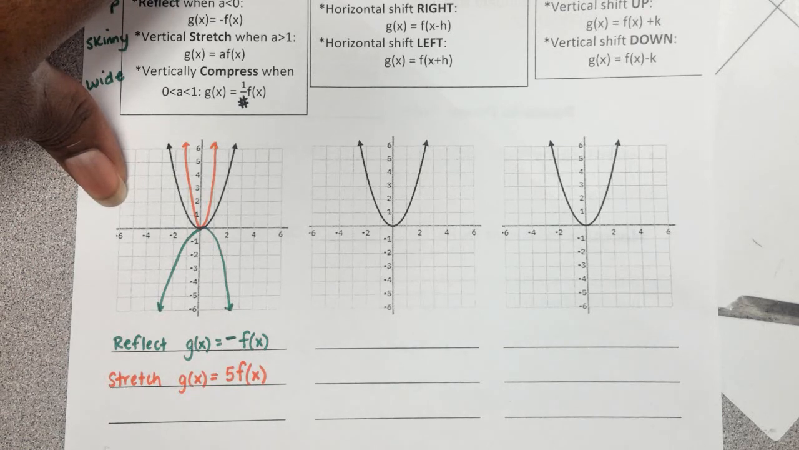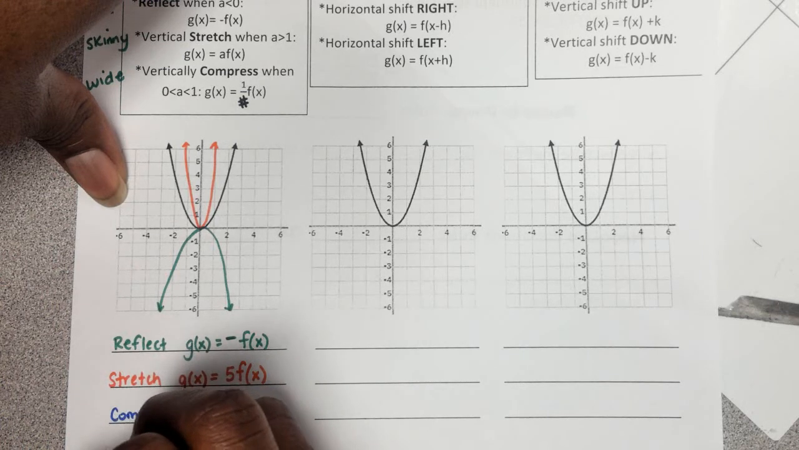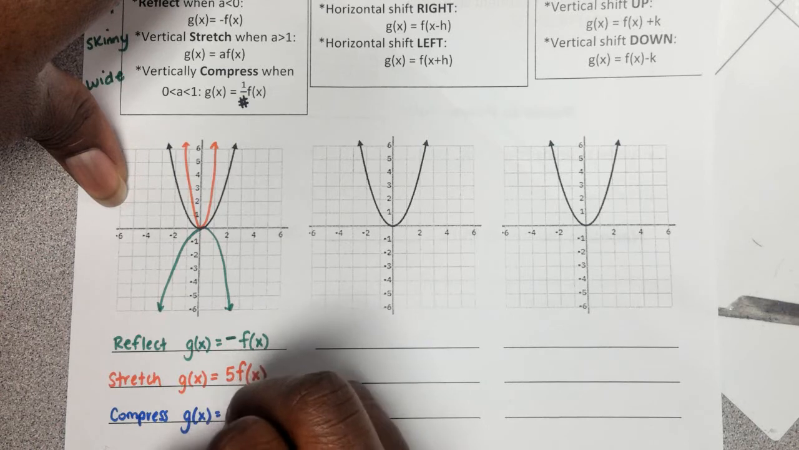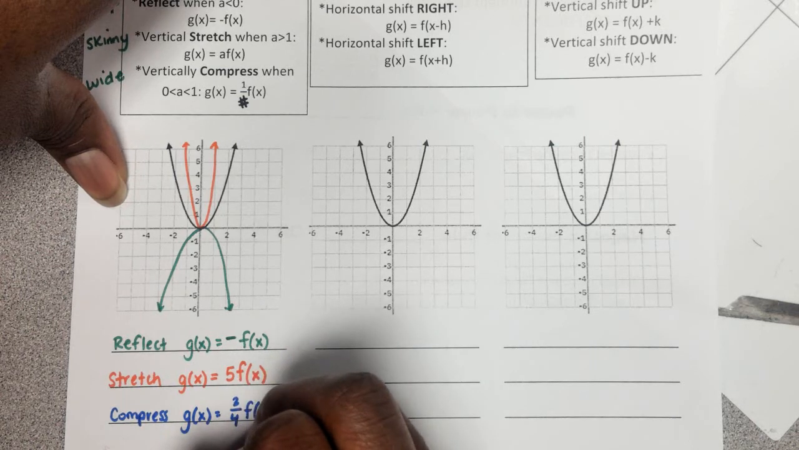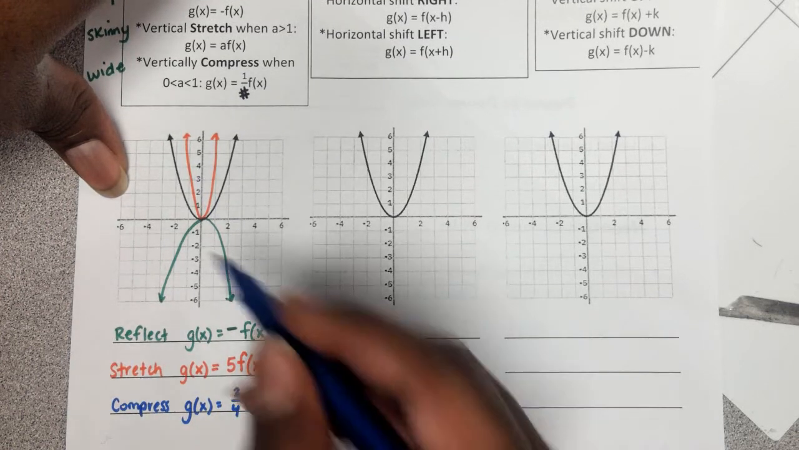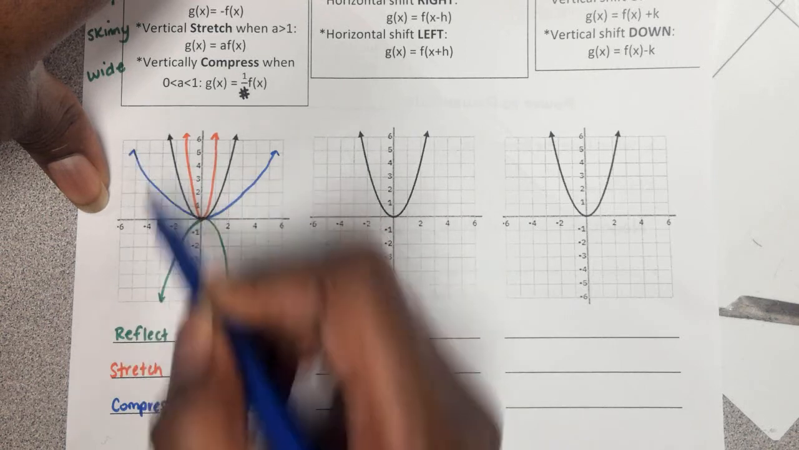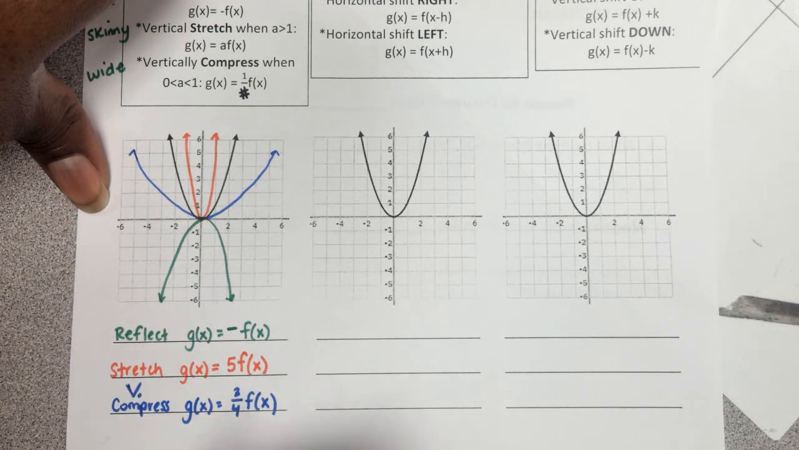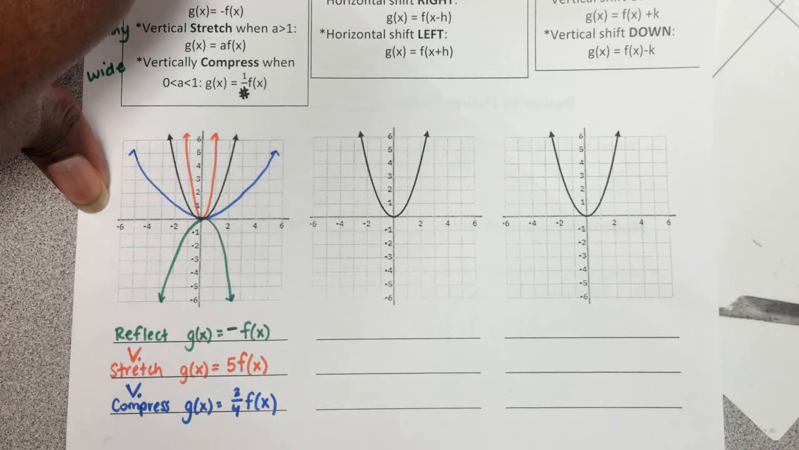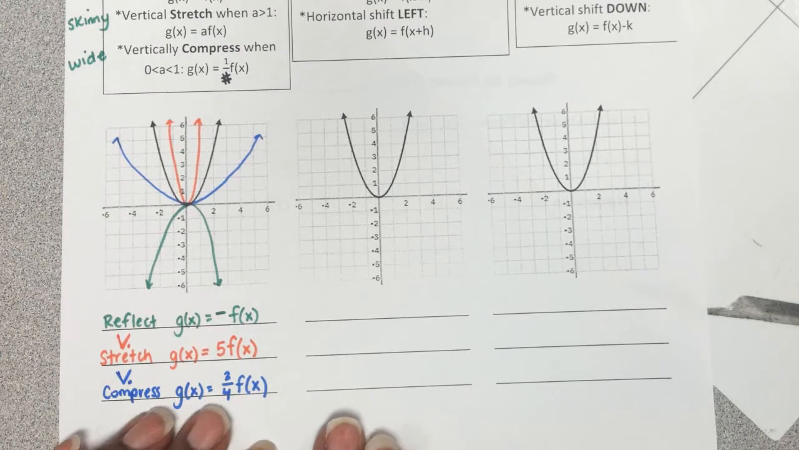And if I want to compress, I would take my function and I would make a smaller number in the front. Smaller number like 3 over 4, 1 over 2, 1 over 4, because that would make it wide. And this compress is for a vertical compress. This stretch is for a vertical stretch. We are not talking about horizontal stretches or horizontal compressing in this video. Okay.